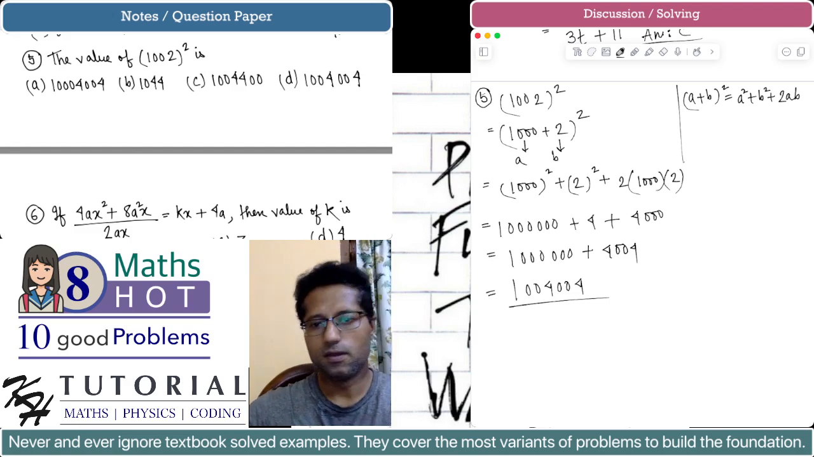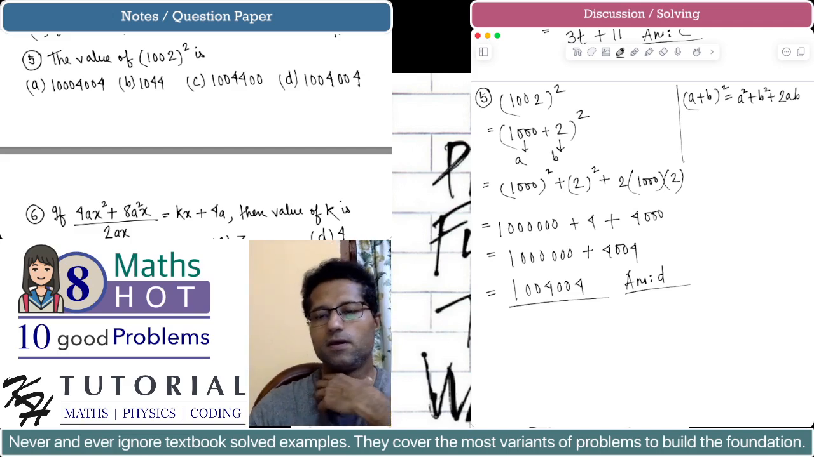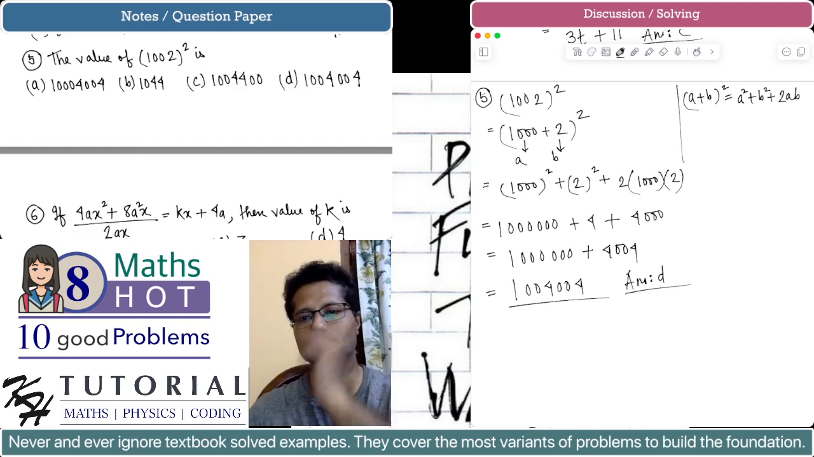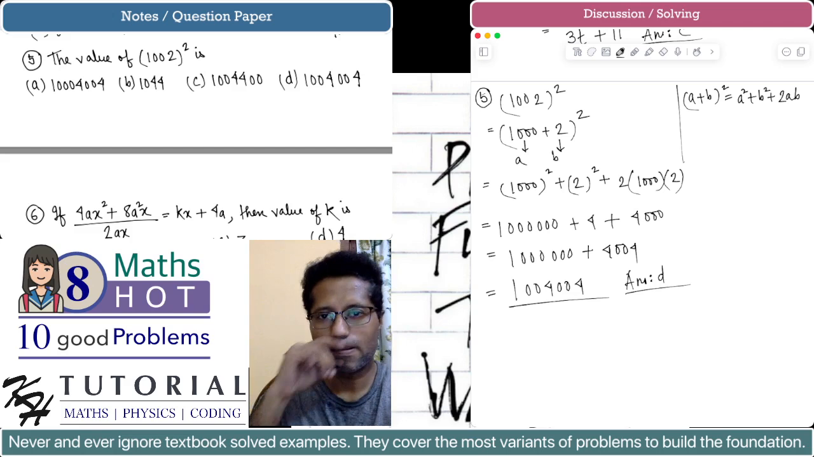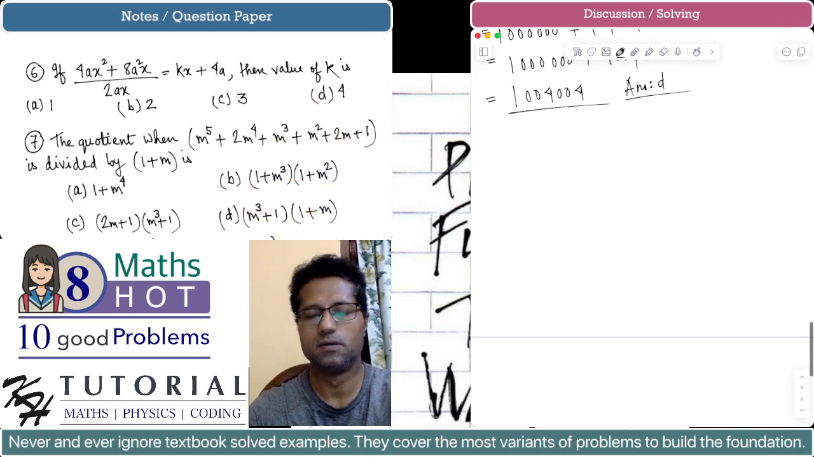So this is the value, and hence the correct choice is D. D is the correct choice. So this was an application of applying the a plus b whole square in finding the square of a number. So the number was 1002. You just have to split it as a plus b conveniently, so that you can apply a plus b whole square, and the computation of a square and b square is relatively easy. Okay, let's do problem number 6.